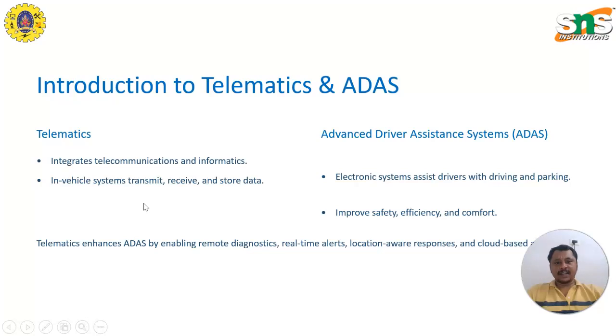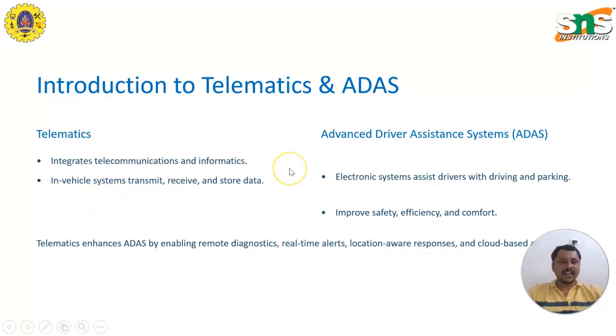So this telematics, the introduction. Telematics integrates telecommunication and informatics. Telecommunication means the communication between the driver and the vehicle, and also the information fetched from the GPS. Informatics covers things such as traffic information and the vehicle's information, all displayed over the display unit of the vehicle. This way telematics is capable of transmitting, receiving and also storing data. So this is used in modern vehicles.